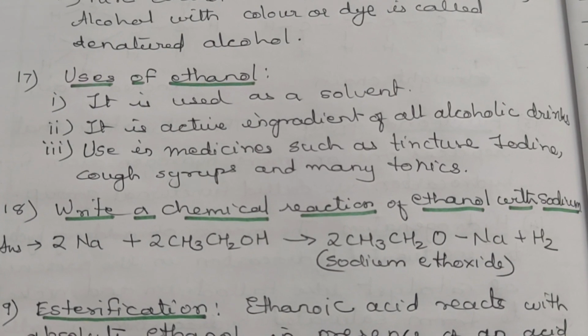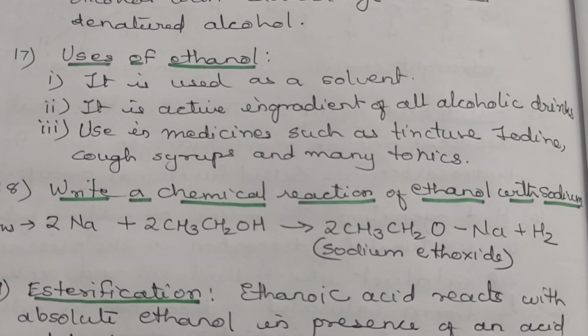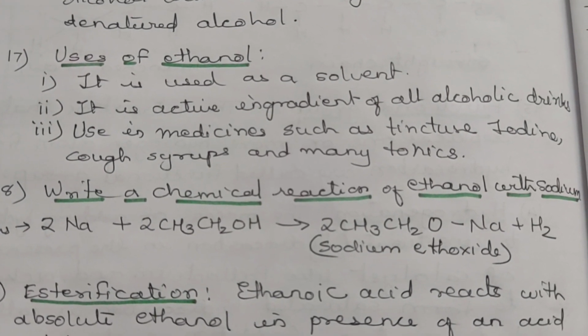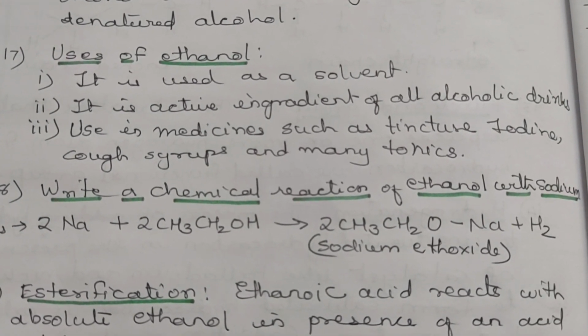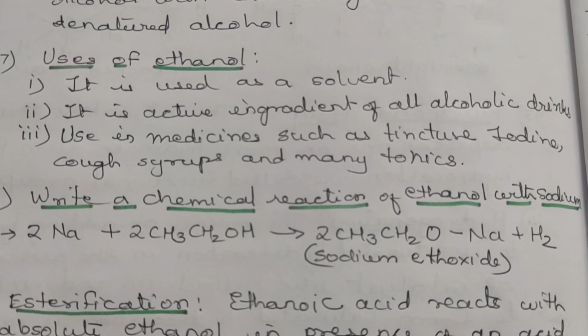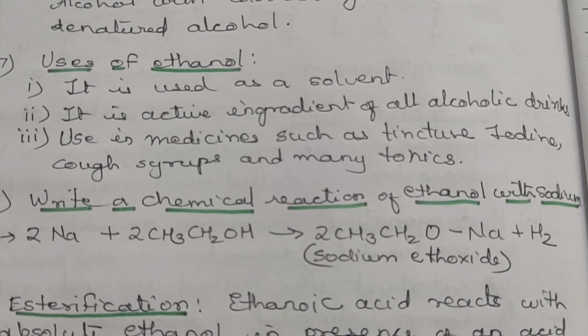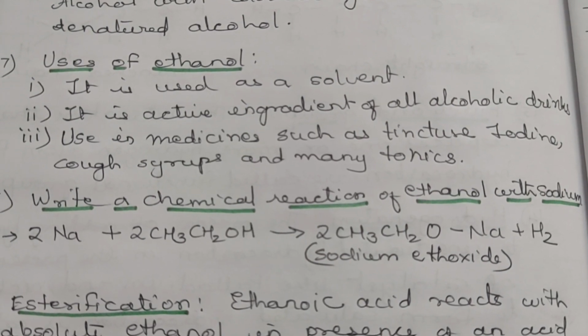Next is, write some uses of ethanol. It is used as a solvent. It is the active ingredient in all alcoholic drinks. It is used in medicines such as tincture iodine, cough syrup and many tonics.